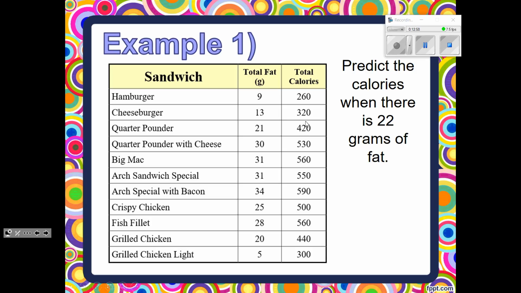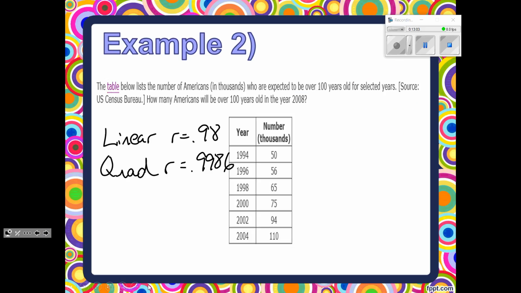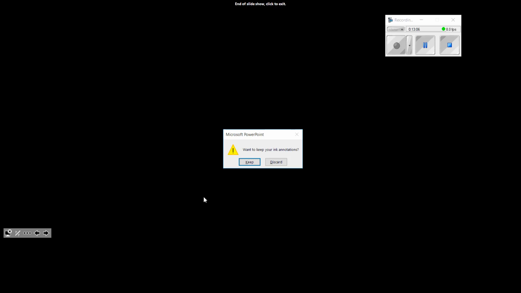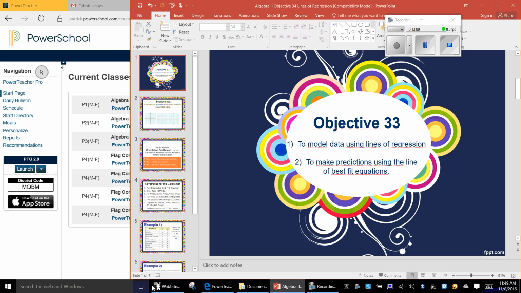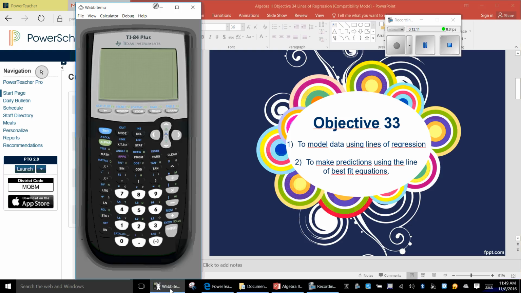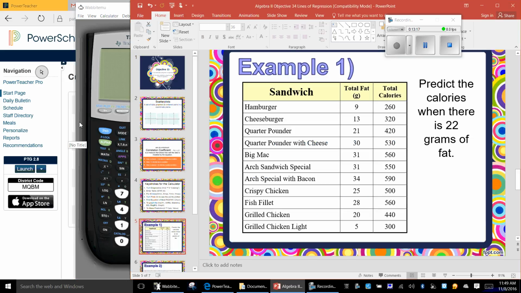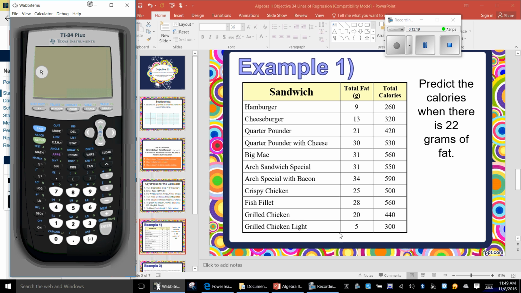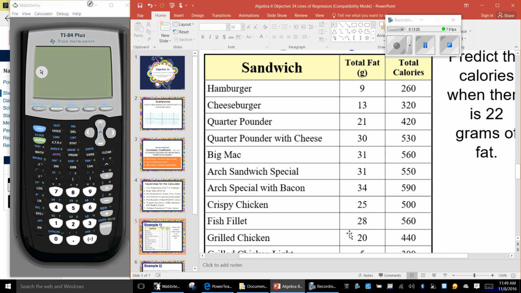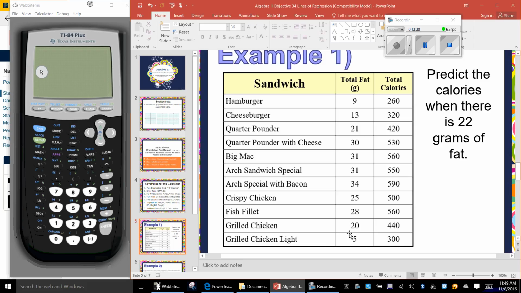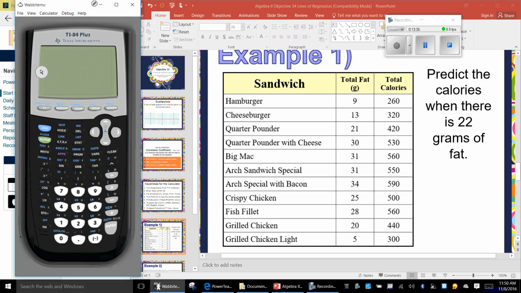I'm going to exit. I can't exit. All right. And I think, all right, there we go. If you need to move up, you can move up so you can see.